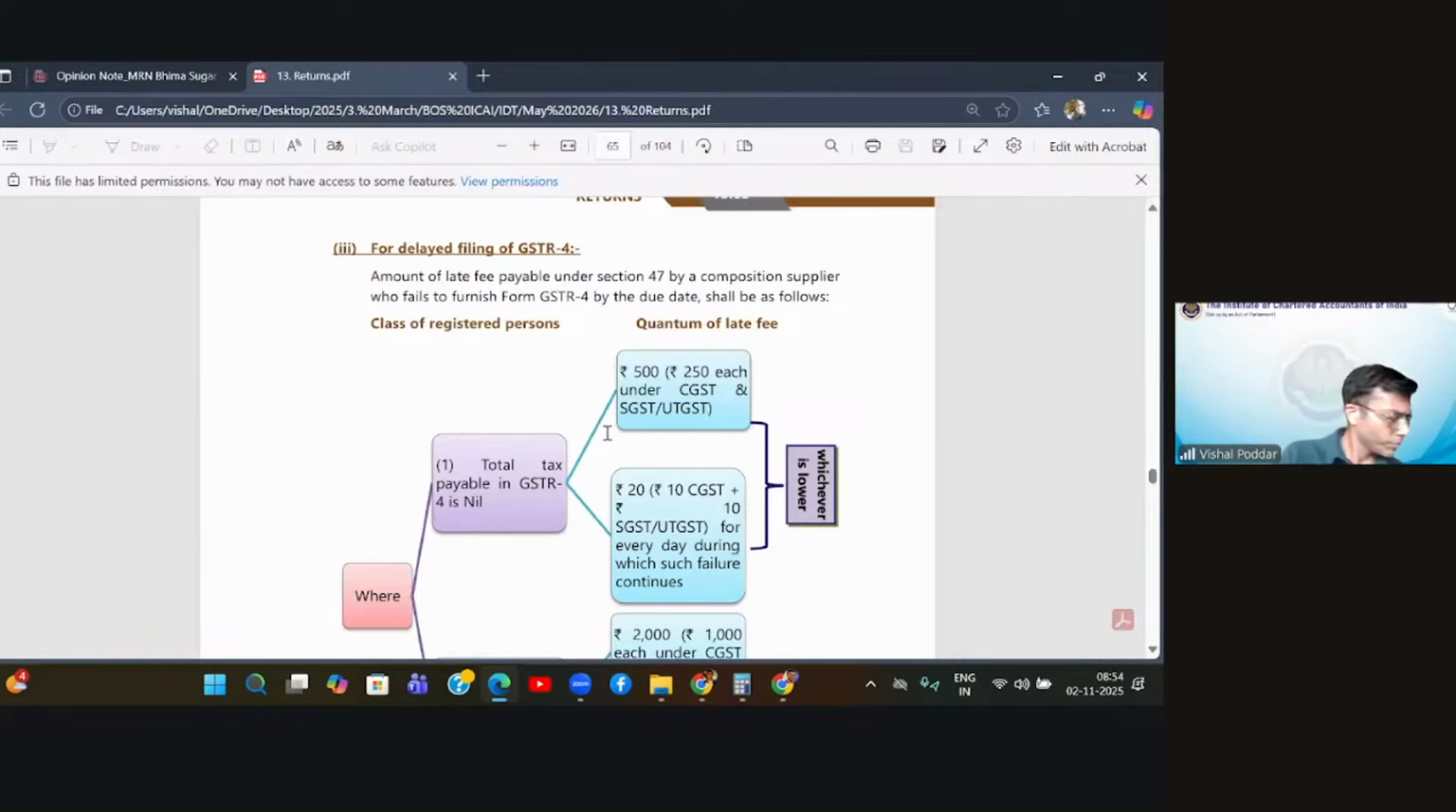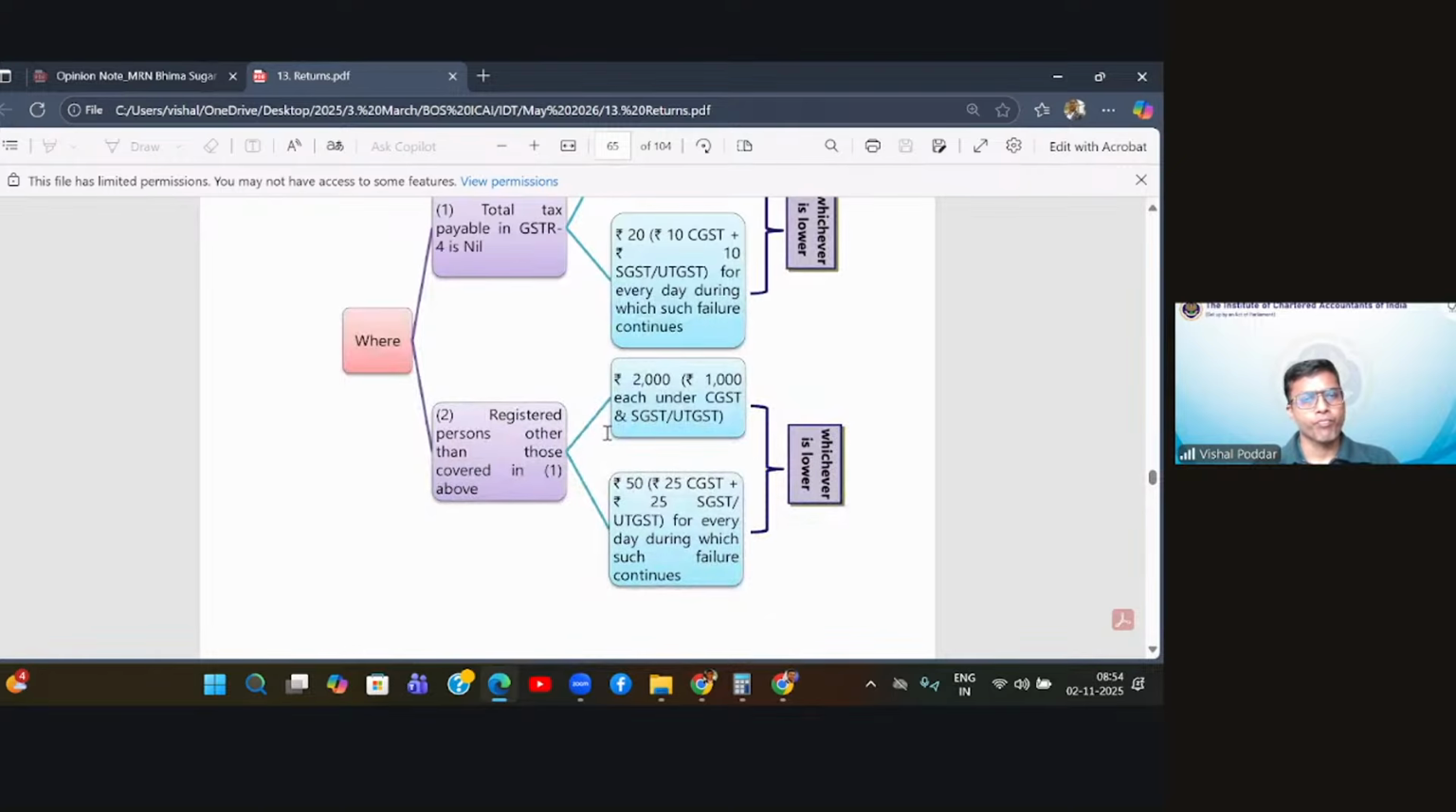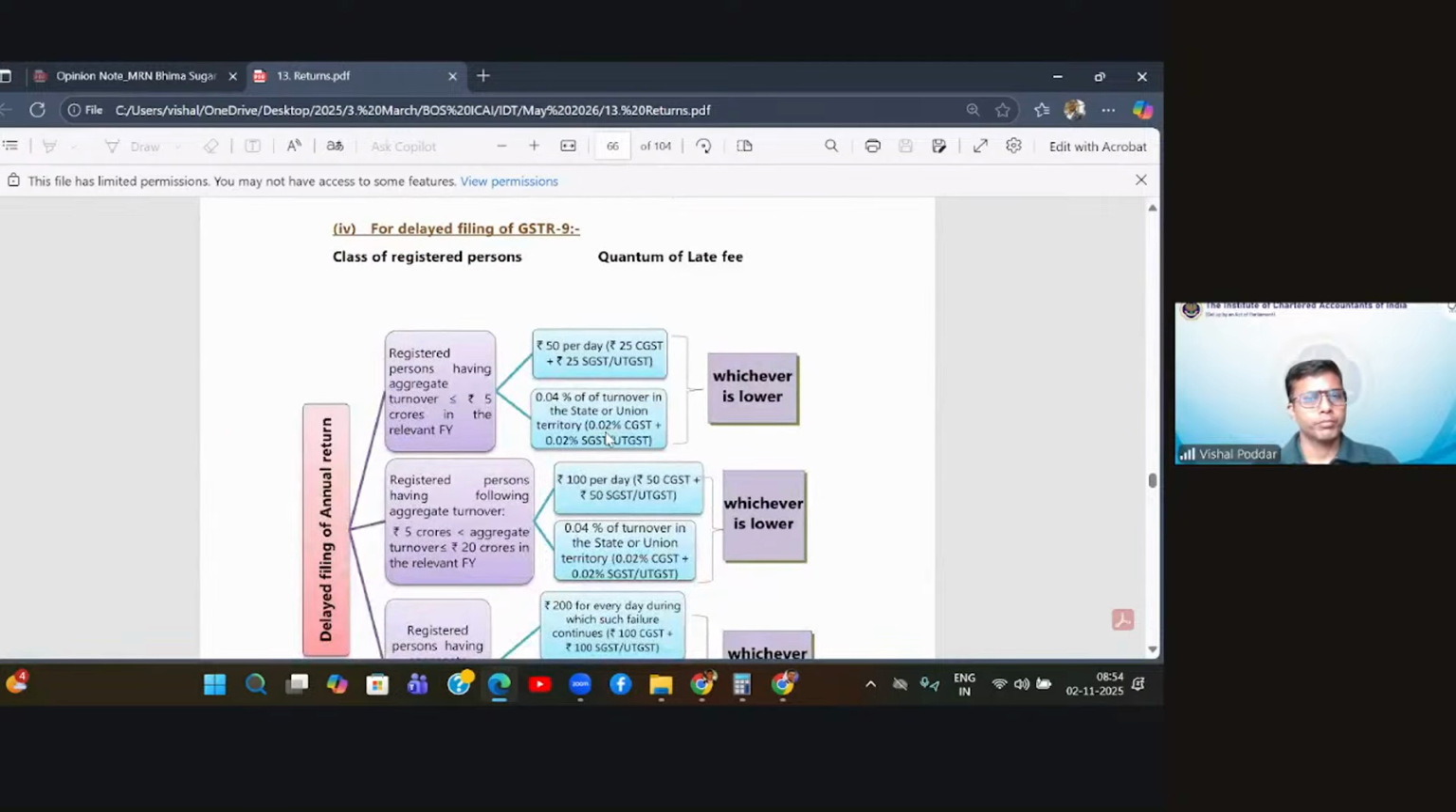For delayed filings of GSTR4, the amount of late fee payable under Section 47 by a composition supplier who fails to furnish Form GSTR4 by the due date shall be as follows. Where total tax payable in GSTR4 is nil, then rupees 500 or rupees 20 for each day, whichever is lower. Registered persons other than those covered in one above, rupees 2000 or rupees 50 per day, whichever is lower. Next.